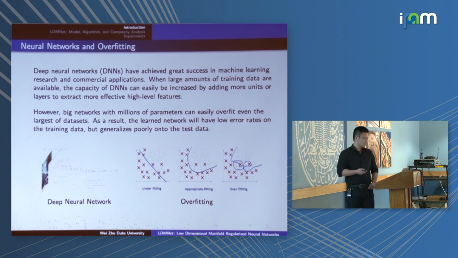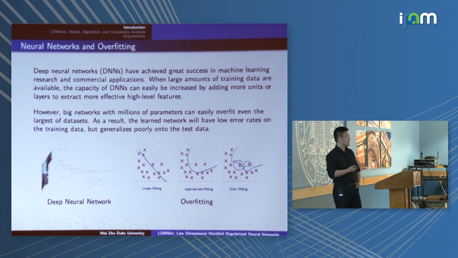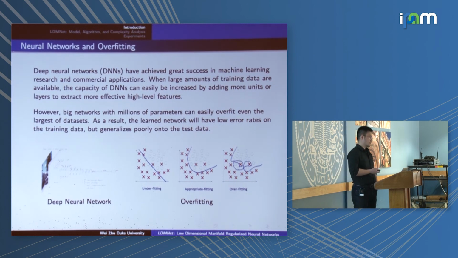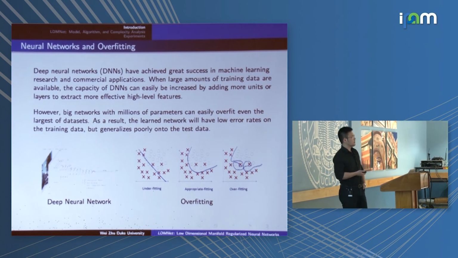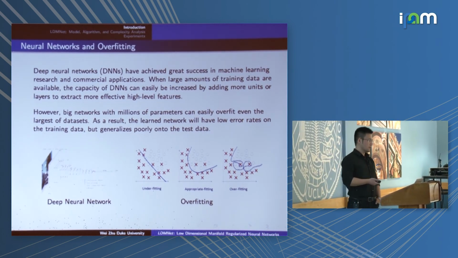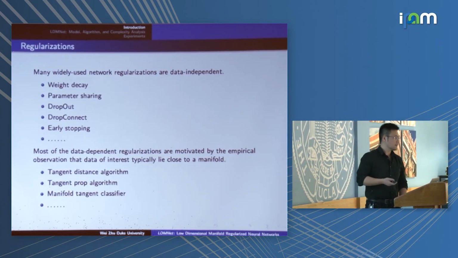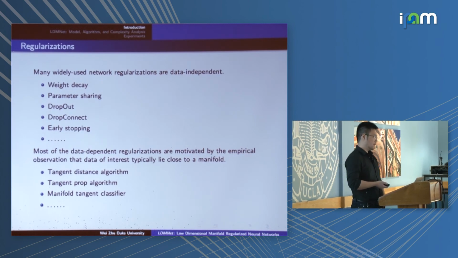Okay, so neural networks and overfitting. Neural networks have achieved great success in machine learning research and applications, as we have seen in so many great talks throughout this workshop. When you have large amounts of training data, the capacity of a DNN can easily be increased by adding more units or adding more layers to extract more effective features. However, even big networks with millions of parameters can overfit even the largest of data sets. What this means is that you can perform very well on the training data, but it doesn't generalize equally well on the test data.